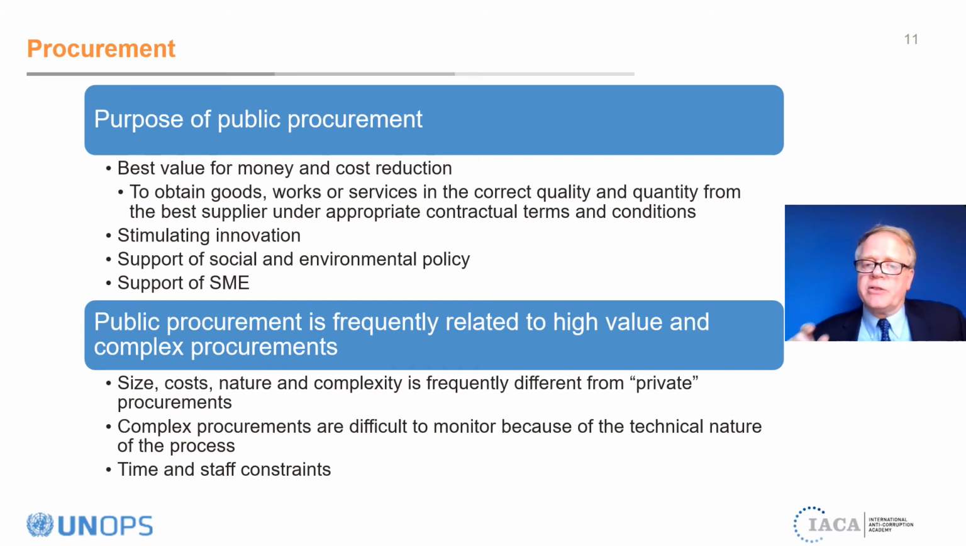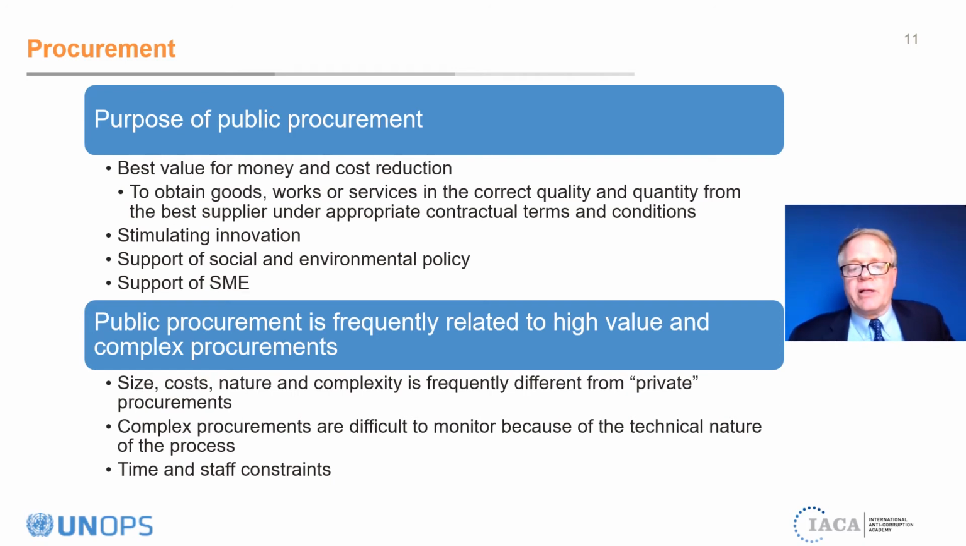But it's important to understand that there are ancillary purposes of public procurement that may be implicated as well. So, for example, public procurement is oftentimes used to stimulate innovation, and that's an area where corruption can arise. Public procurement also can be used to support social and environmental policy, or, for example, to support SMEs, small and medium-sized enterprises. So when these ancillary goals are built into the procurement system, there's a broader array of areas in which corruption can arise.